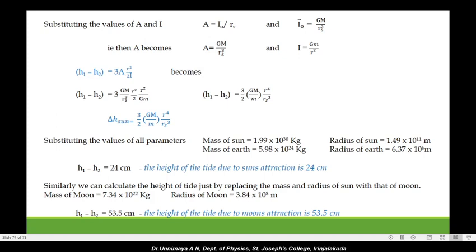So we have already defined that tides are formed due to the gravitational attraction of sun and moon. So now we find out what is the height of the tide due to sun's attraction. Similarly, we can calculate the height of the tide due to the attraction of moon. For that, we can use the same equation, delta H. Instead of sun, we have to put moon. That is, we have to replace the mass of sun and the radius of sun by that of moon.